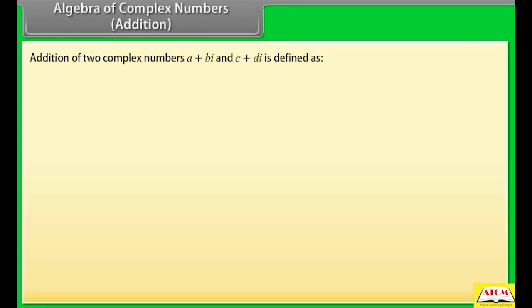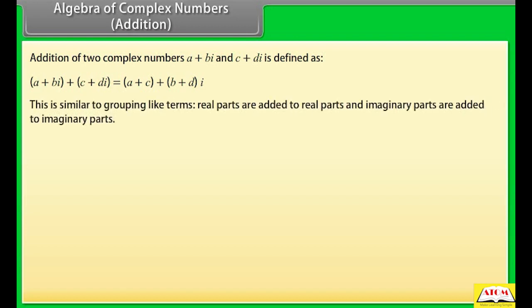Algebra of complex numbers. Addition. Addition of two complex numbers a plus b iota and c plus d iota is defined as a plus b iota plus c plus d iota is equal to a plus c plus b plus d iota. This is similar to grouping like terms. Real parts are added to real parts and imaginary parts are added to imaginary parts.